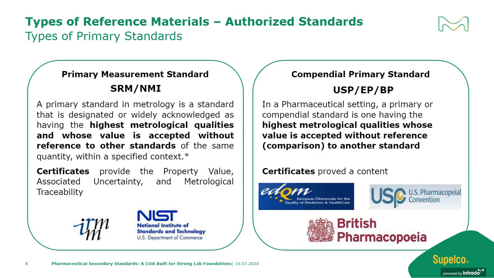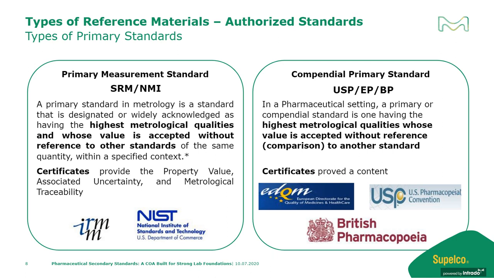So there are 2 types of primary standards. The first, a primary standard, is one that is released by an SRM or NMI in metrology, and it is a standard that is designated or widely acknowledged as having the highest metrological qualities and whose value is accepted without reference to other standards of the same quantity within a specified context. These certificates provide a property value, an associated uncertainty, and they also show the metrological traceability.